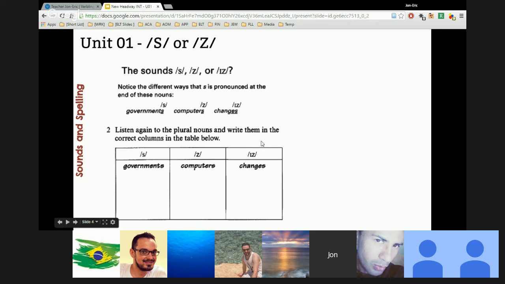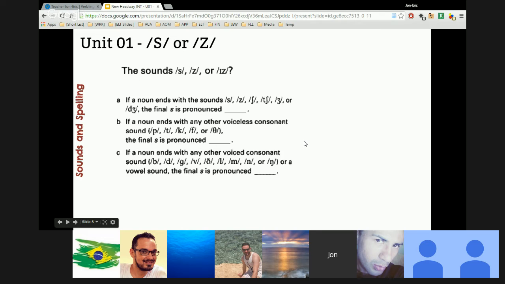Okay? Probably you're already getting the idea about why different words have a different S sound. Why there's 3 different S sounds. I bet you can already tell me the rules. But if you're not sure, let's make them really explicit. Here are the rules. The rules are really simple. It's what I said in the beginning.